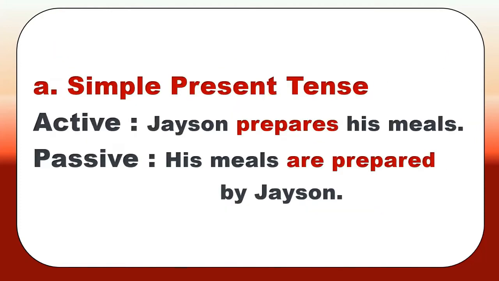Here are the examples. Letter A, simple present tense. Active voice: Jason prepares his meals. Please take note that prepares is in the present tense. Passive: His meals are prepared by Jason. In this passive form of sentence, are prepared is in simple present tense.